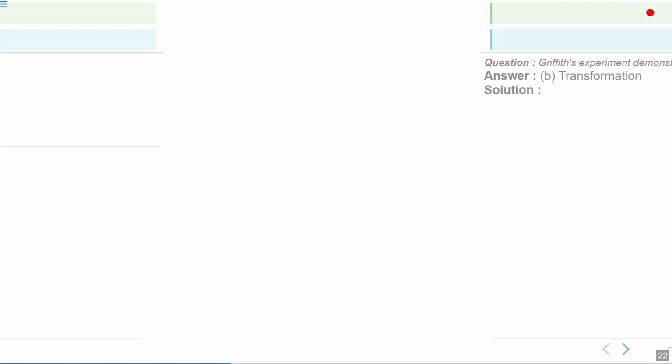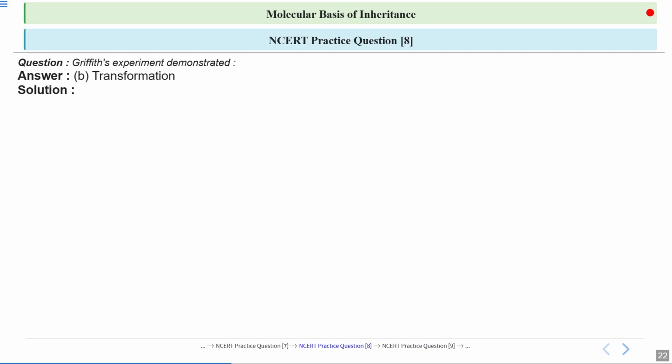Okay, so let's have a look at the answer. See, option number B, transformation, is the correct answer. Griffith experiment demonstrated transformation. So he said there is some transforming principle, and something is being transferred from the S strain to the R strain. And the R strain bacteria were transformed into S strain bacteria, which are virulent.